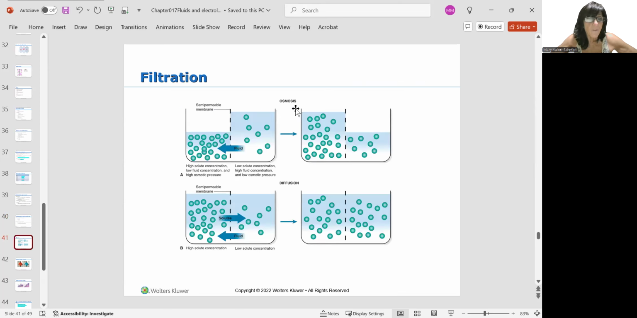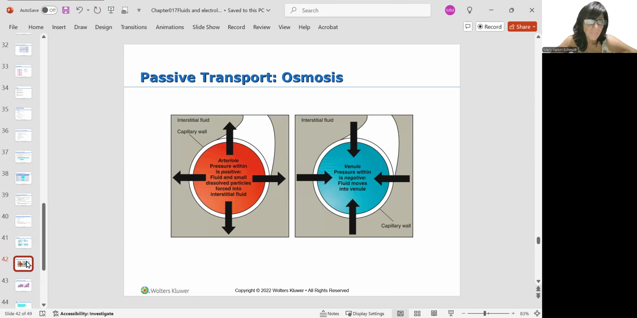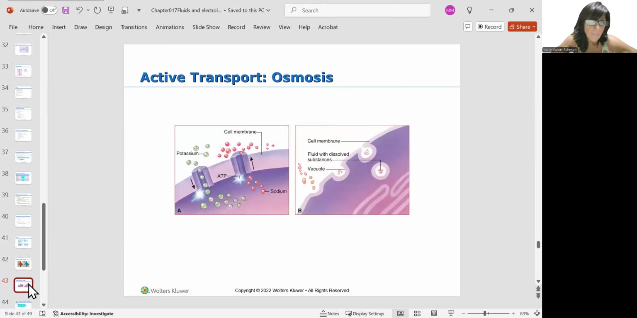So with osmosis, the fluid is going to travel to wherever the concentration of higher solute is, okay? With diffusion, you're going to see that the solutes in the fluid, high solute concentration, low solute concentration, diffusion is going to try to equal it out. Osmosis is going to move to the higher area, okay? And I'm not even going to get into passive transport with osmosis within the arteries or the venules.